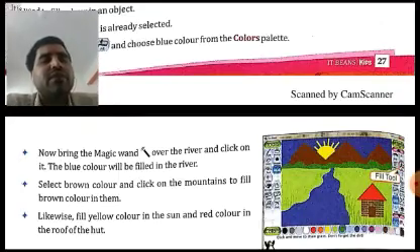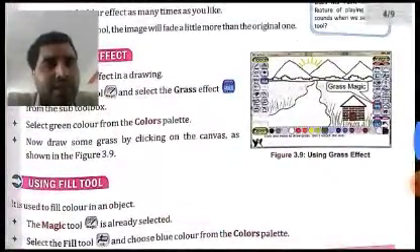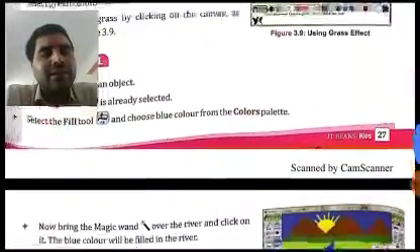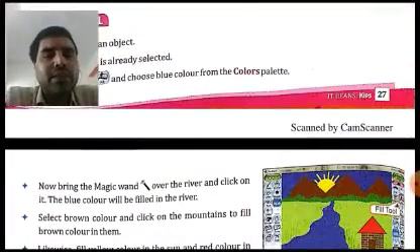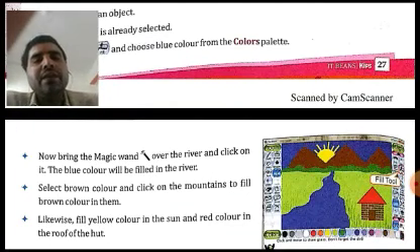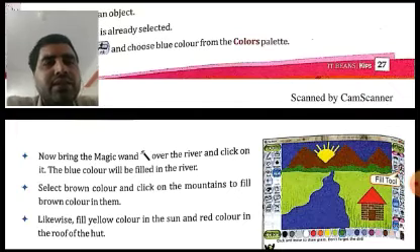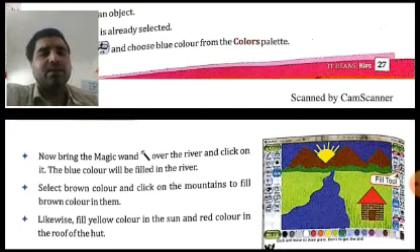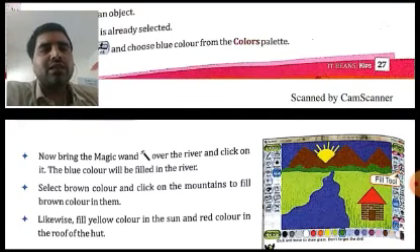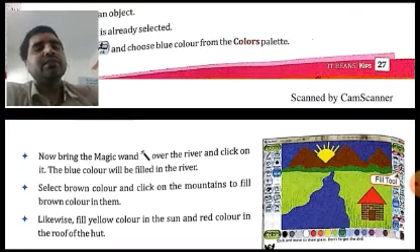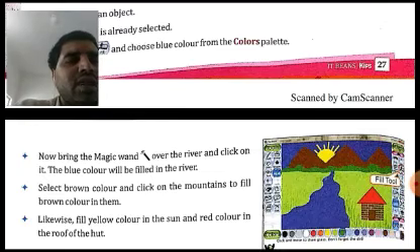The river, which was previously just an outline, as you can see here, will be filled with the blue color as soon as you click within it. Similarly, you can select brown color and click on the mountains to fill the brown color in them. Likewise, you can also fill yellow color in the sun and red color in the roof of the hut. In this way you can fill in whatever portion you want, whatever color you want.